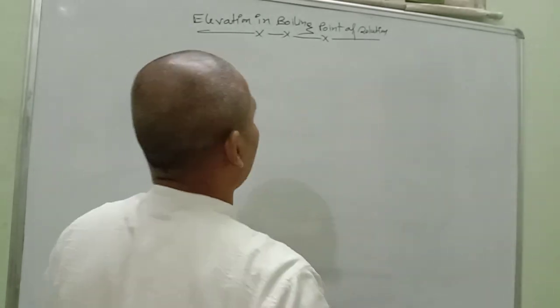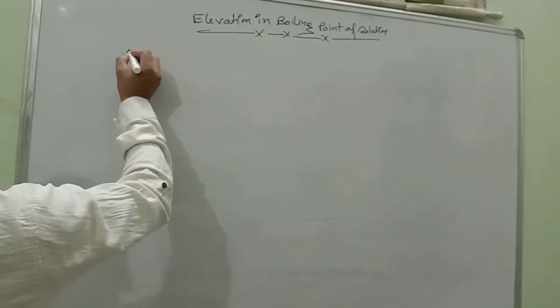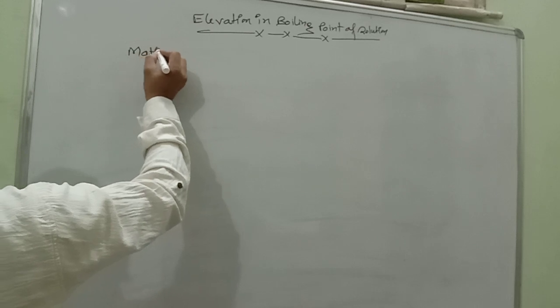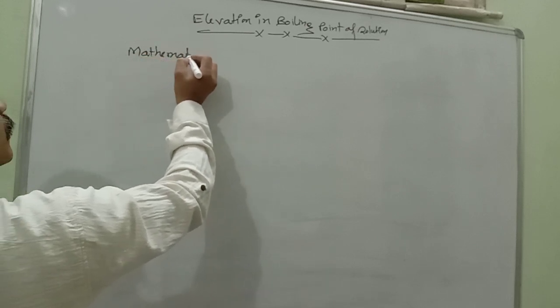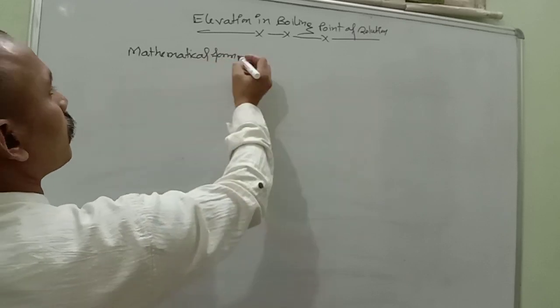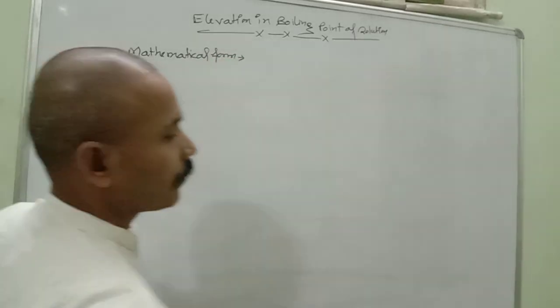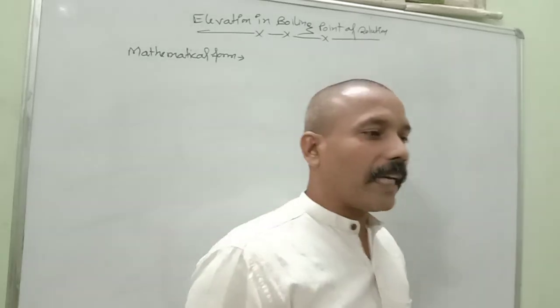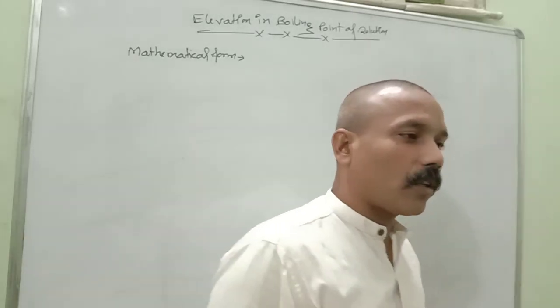Now write down the heading: mathematical form. So first see, then you will note down. So please see on the board.